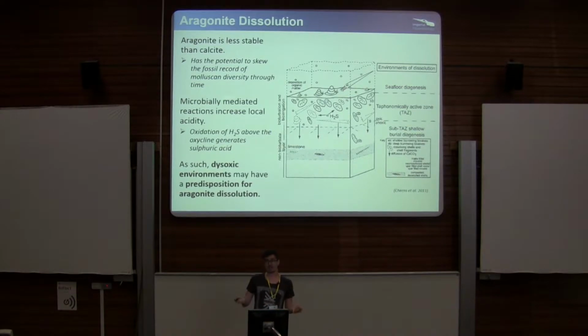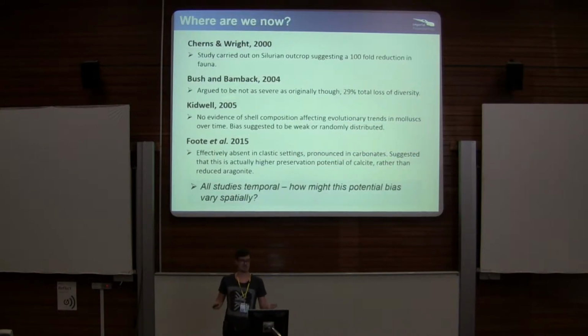Aragonite is a less stable polymorph of calcite, both of which make up the skeletal mineralogy of a whole bunch of shelly marine organisms. And in marine sediments, microbially mediated reactions in anoxic conditions produce H2S. And if this comes into contact with oxygen, you can produce sulfurous acid, which lowers the pH and potentially promotes carbonate and particularly aragonite dissolution. If this happens at the sediment-water interface, you then have the potential to completely wipe out aragonitic fauna, skewing our perceived fossil records.